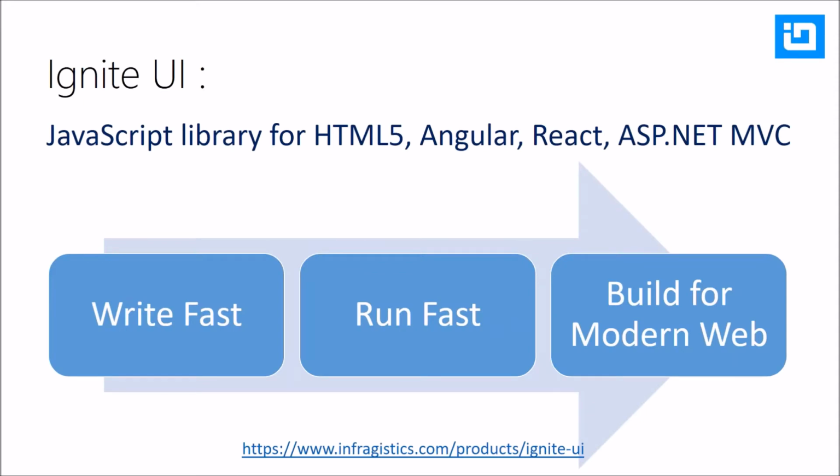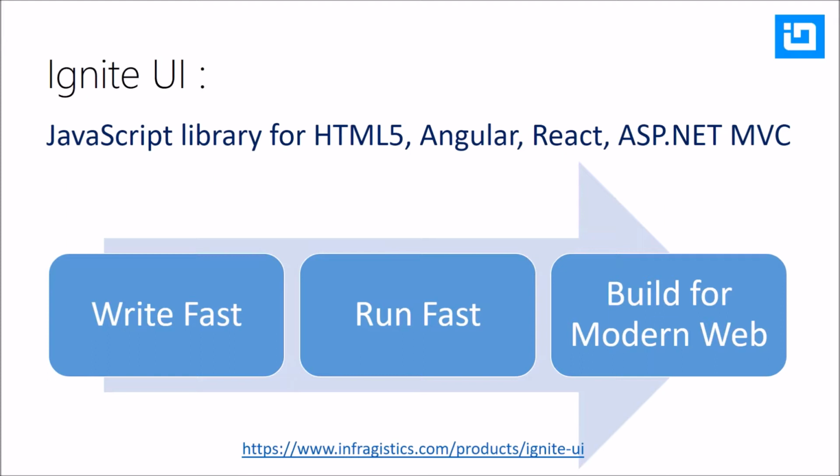As we talked about Ignite UI, Ignite UI is Infragistics' product, and it is a JavaScript library which can be used in your HTML5 application, Angular, React, or ASP.NET MVC application. Ignite UI helps you to write your application faster. For example, if you have a requirement for a high performance grid which can work with millions of records and can have vertical virtualization and horizontal virtualization, besides all these usual features like filtering, sorting, pagination, etc., you may have to write a lot of code for that.